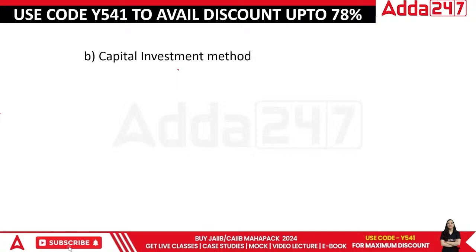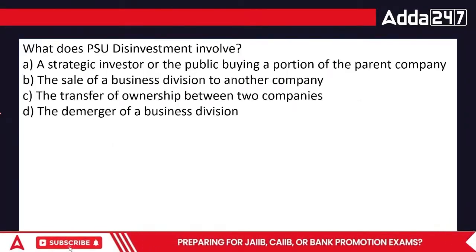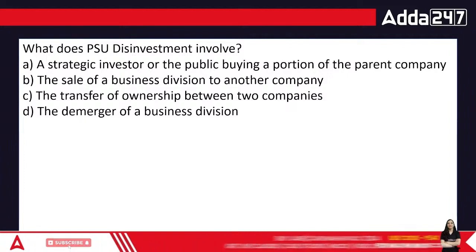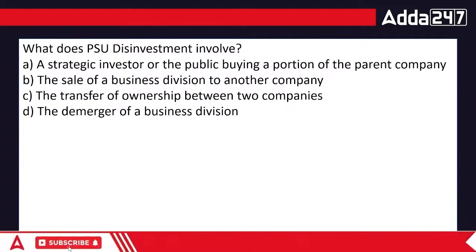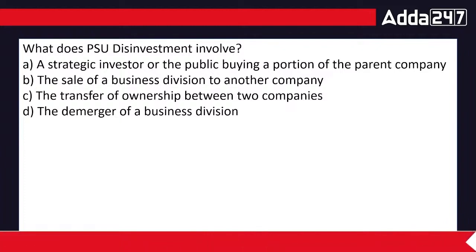Done, everyone? Next question. What does the PSU disinvestment involve? Public sector undertakings in 1991 went through a lot of problems. They were supposed to go through it because they were already in a good amount of losses. So, a strategic investor or a public buying a portion of a parent company. This was a part of disinvestment, a sale of the business division to another company, the transfer of ownership between two companies, or the demerger.